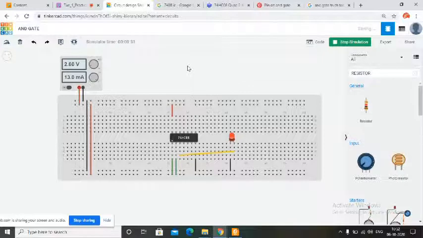Okay, so that's all for this lecture. We have studied the AND gate. In a similar manner, we can study the different gates as well. So we will see the rest of the gates in the next lecture.